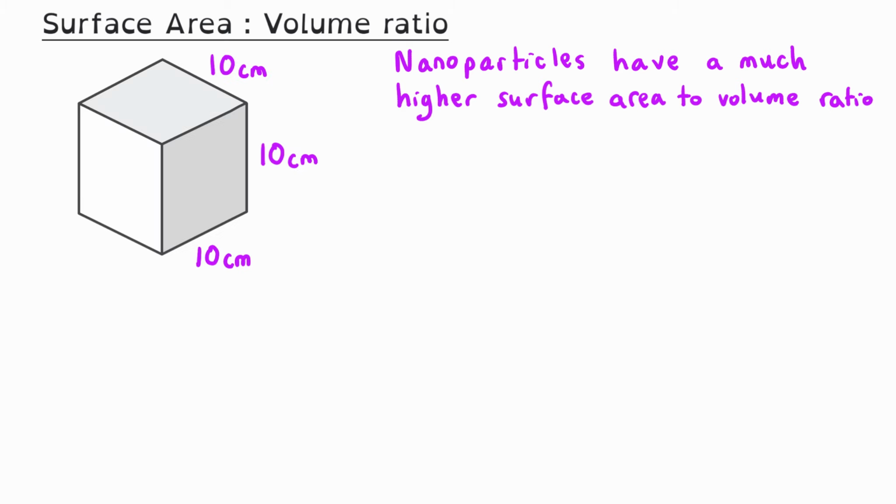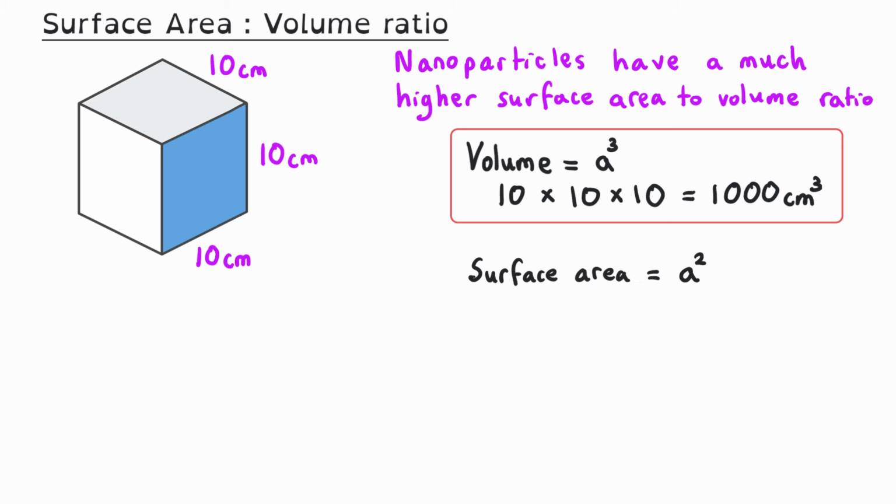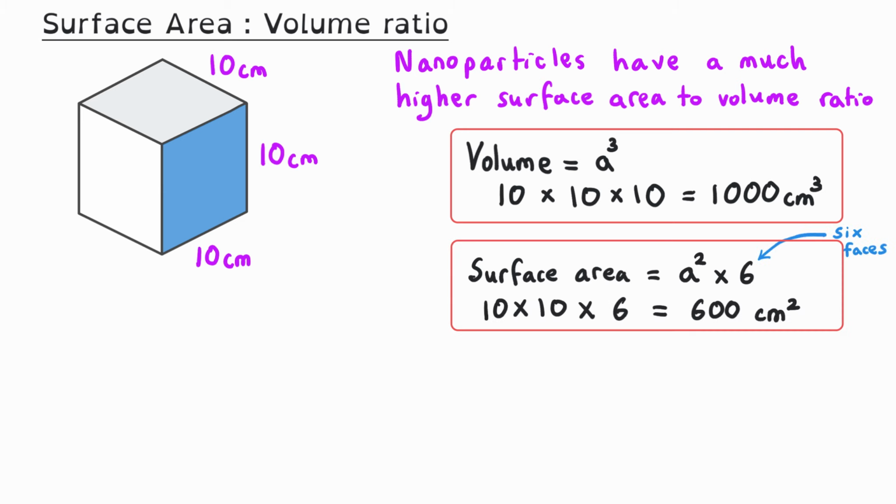So if we take a cube whose dimensions are 10 centimetres for all three, we could work out what the volume of this cube is by taking A cubed, where A is the dimension or the length of the edge. And so the volume of this cube would be 10 multiplied by 10 multiplied by 10, which is 1000 centimetres cubed. The surface area for this cube is taken as A squared. That's the area of one of the faces, but we need to multiply this by 6 because there are 6 faces for this cube. So 10 multiplied by 10 multiplied by 6, which is 600 centimetres squared.